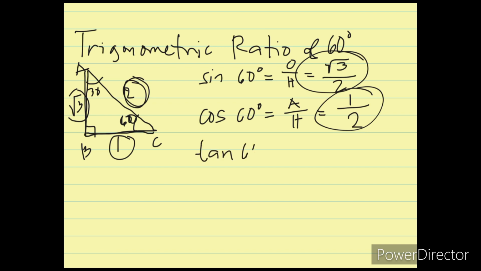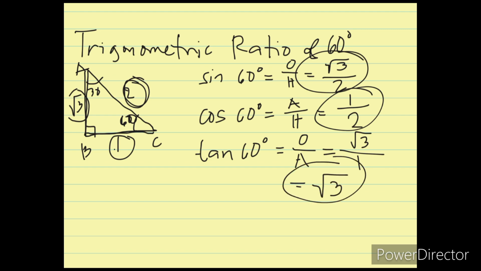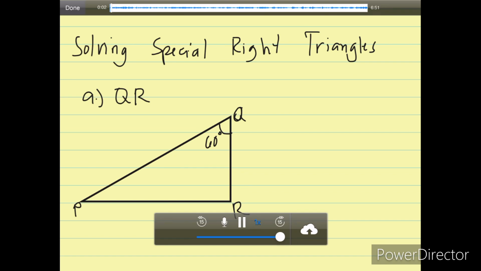And the tangent of 60-degree. So tangent is opposite over adjacent. Our opposite is square root of 3, and our adjacent is 1. We can simplify that. It becomes square root of 3. That is the sine, cosine, and tangent of 60-degree. So now we are going to solve problems involving trigonometric ratio of 30 degree, 60 degree, and 45 degree.